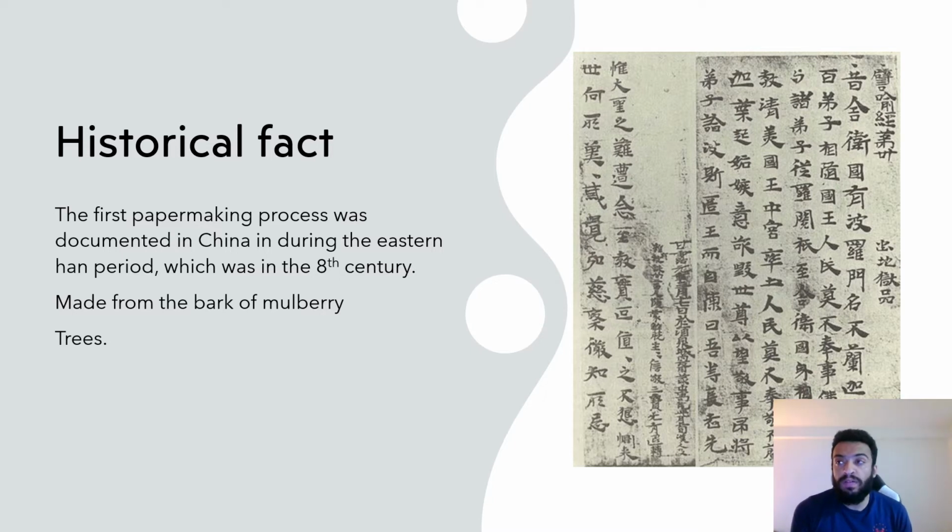Later, Chinese people discovered that adding hemp rags and old fish nets into the pulp would increase the quality of paper.